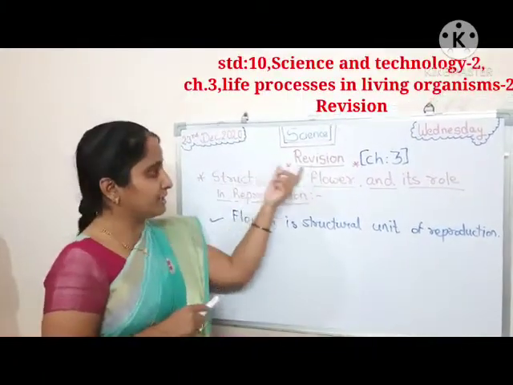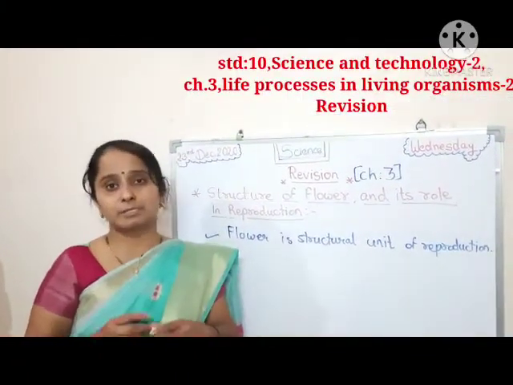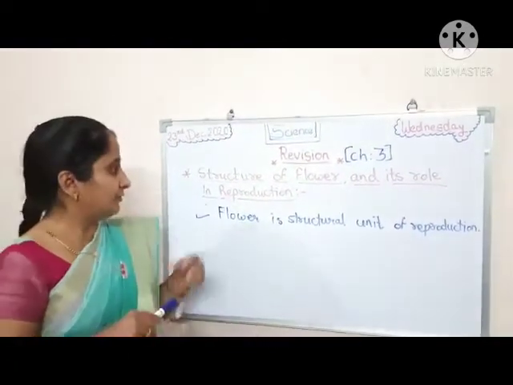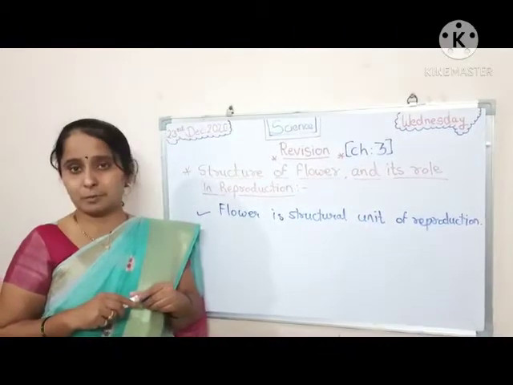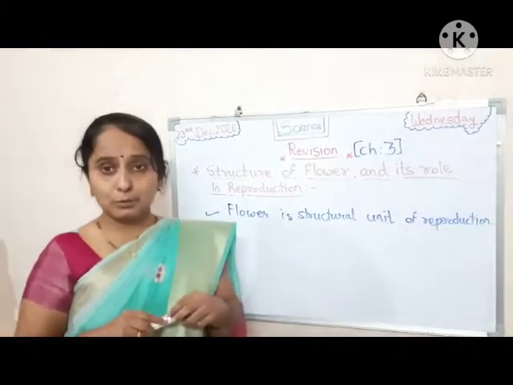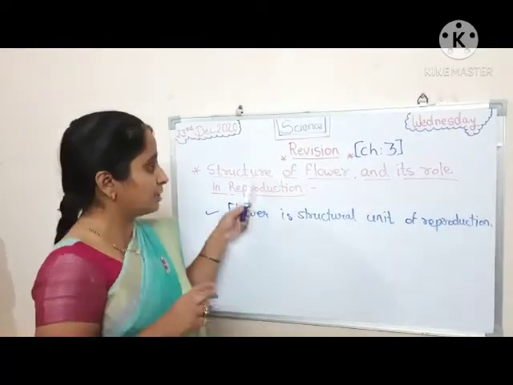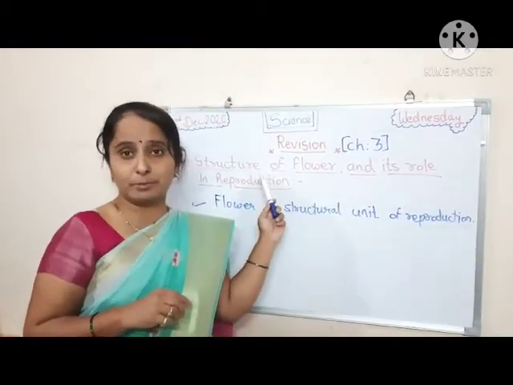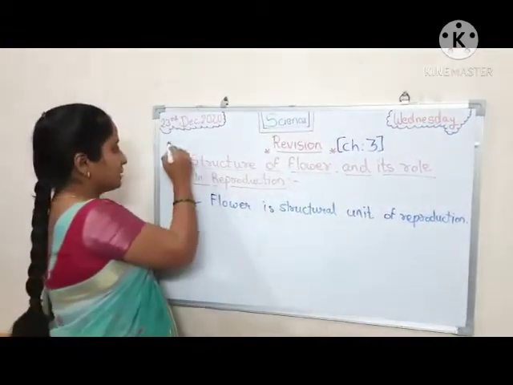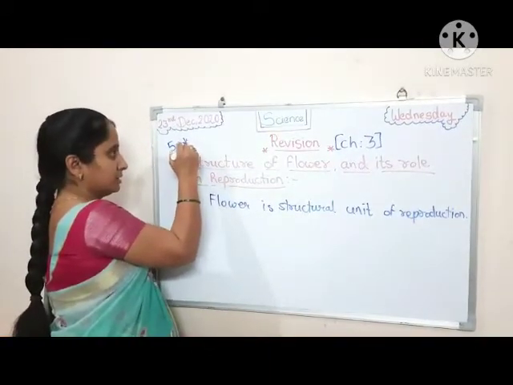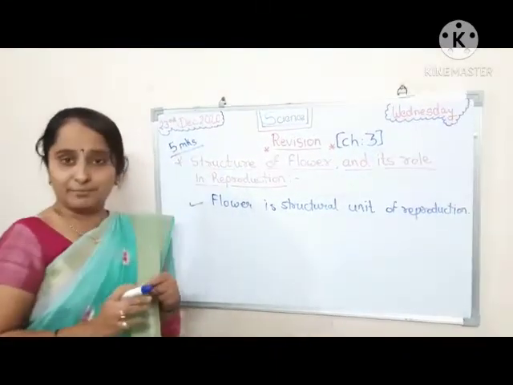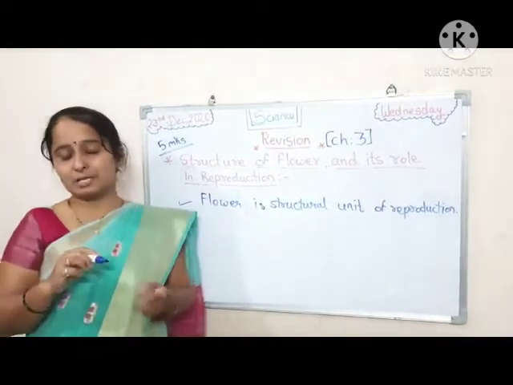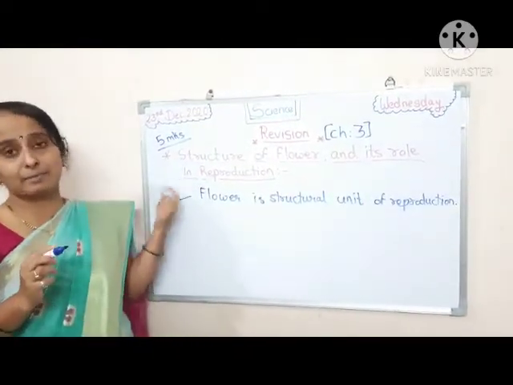Today we are going to revise chapter number 3, life processes in living organisms, part 2. Okay, now as we have discussed various life processes in living organisms, today we are going to revise the structure of flower and its role in reproduction. Students, this is a very important part. A 5 marks question could be asked on the topic, else objective MCQ questions, and apart from that you also have this as a practical.